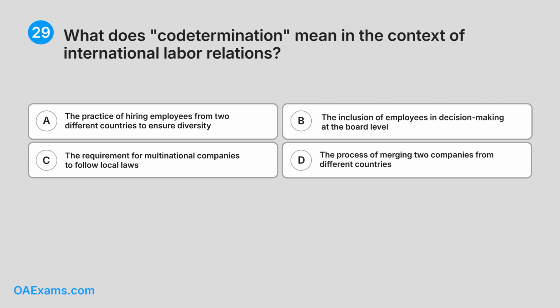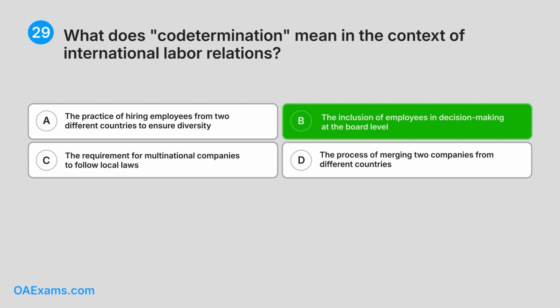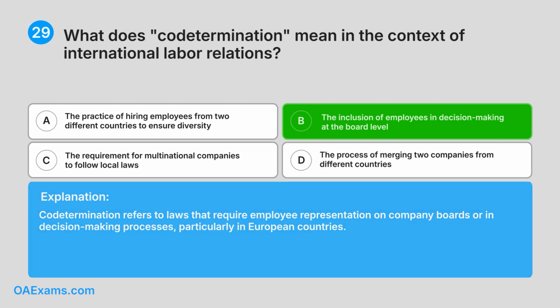Correct answer. B. The inclusion of employees in decision-making at the board level. Explanation. Co-determination refers to laws that require employee representation on company boards or in decision-making processes, particularly in European countries.